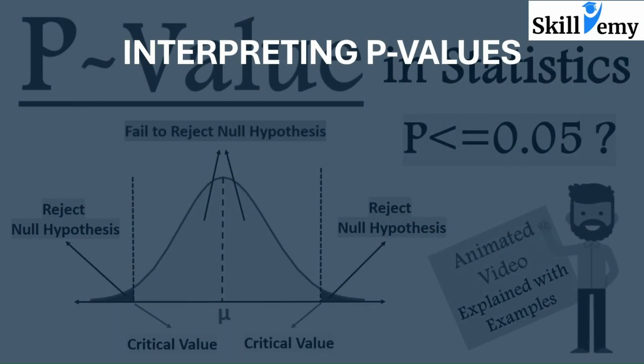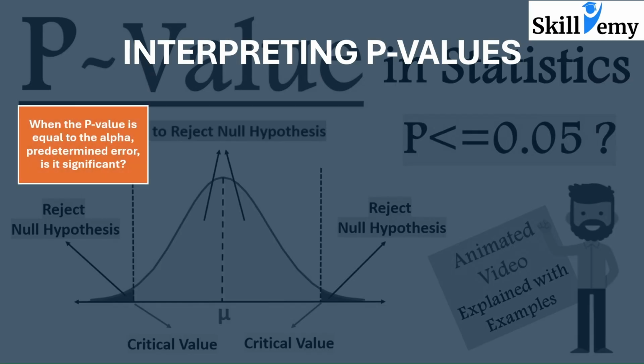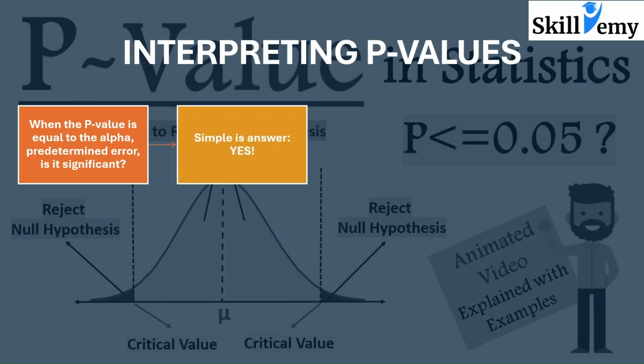Alright, so the question was, when the p-value is equal to the alpha predetermined error, is this significant? Okay, so the simple answer to this is yes. We have already established the alpha value that has been generally accepted is 0.05.